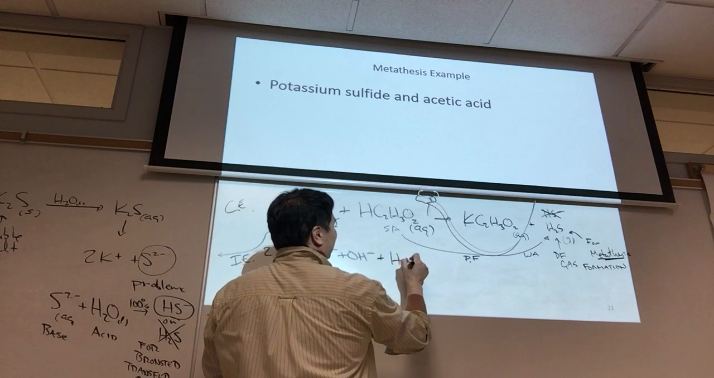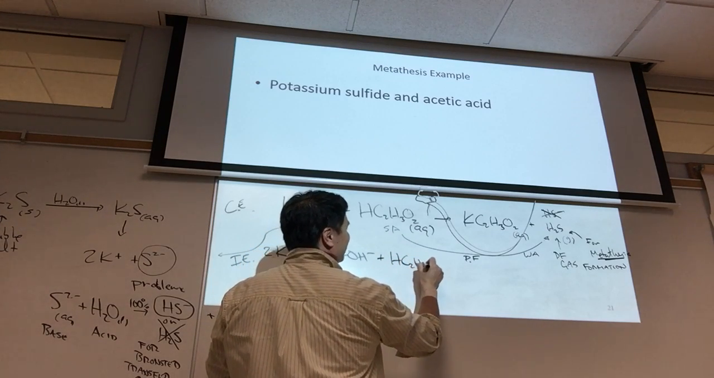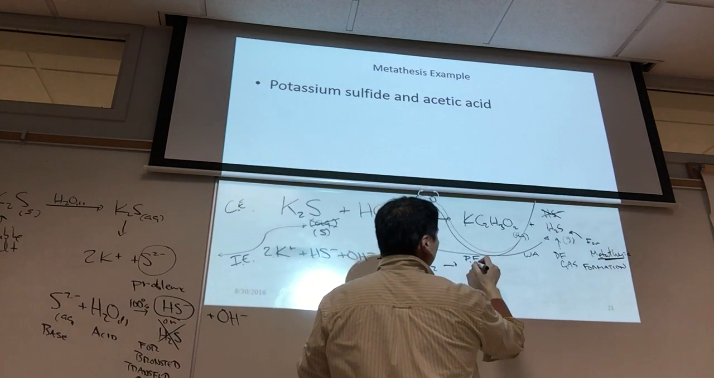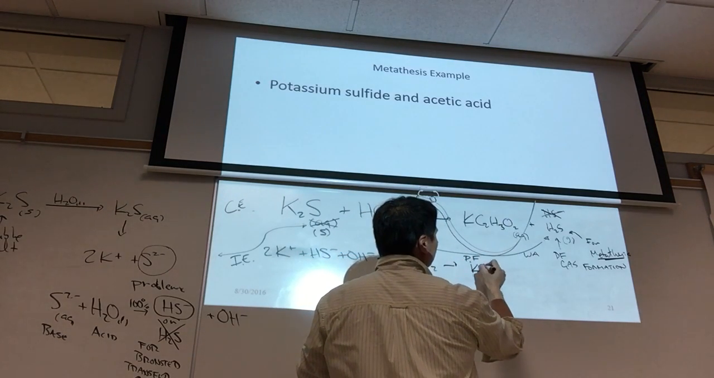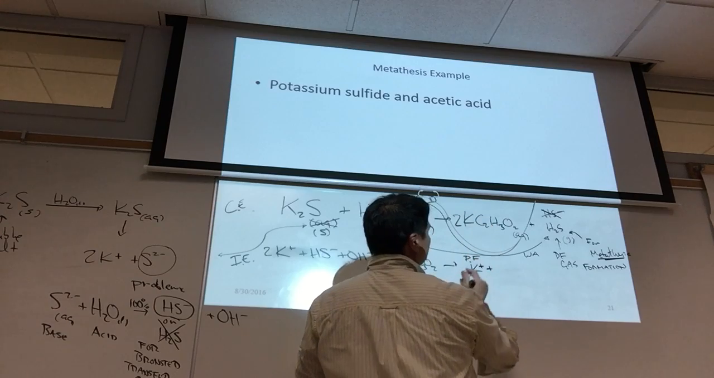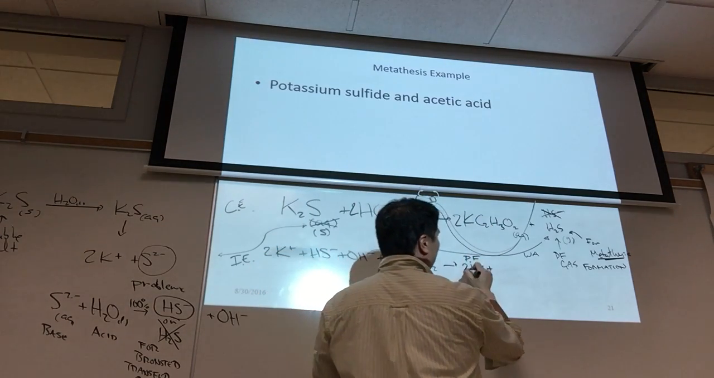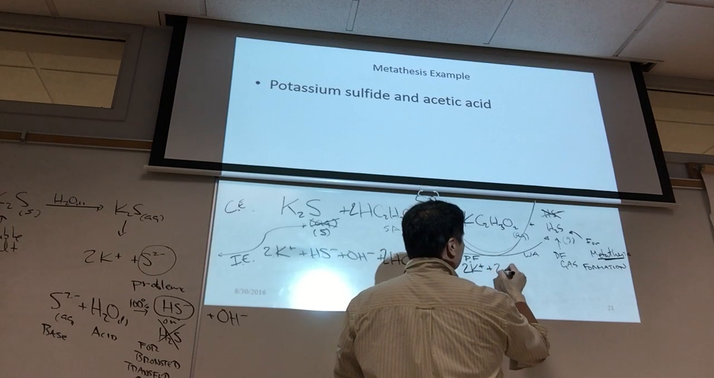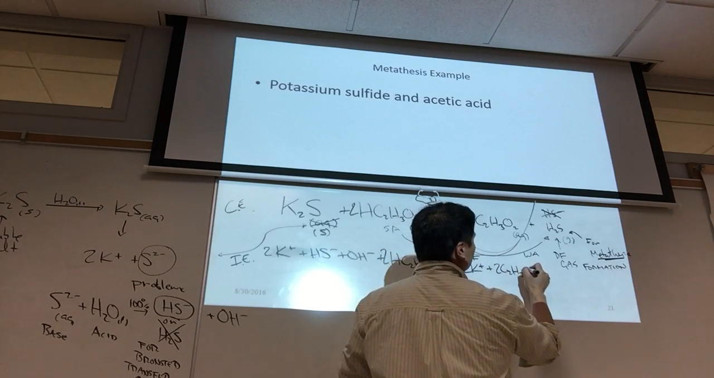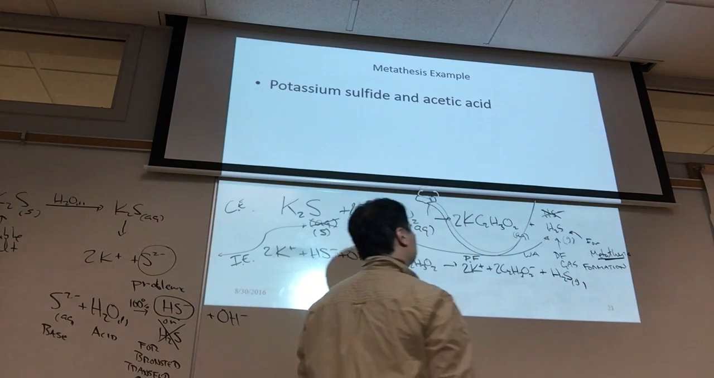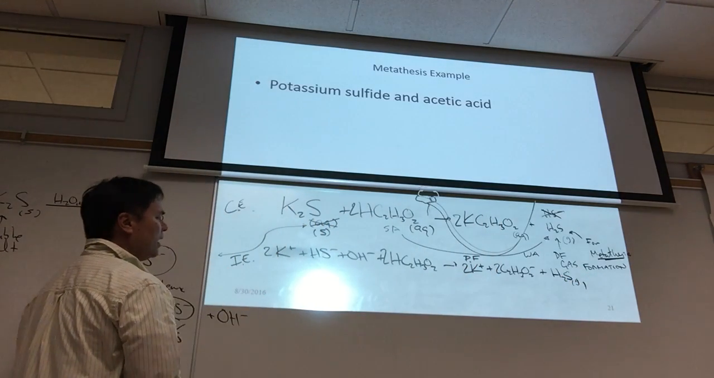And we're going to get acetic acid. Acetic acid is a weak acid, so we leave it intact. And then potassium acetate is a soluble salt. Actually, I didn't balance it. We need 2 potassium acetates. We need 2 acetic acids. I forgot to balance. 2 potassiums and 2 acetates, and an H2S gas. This would be the ionic equation.